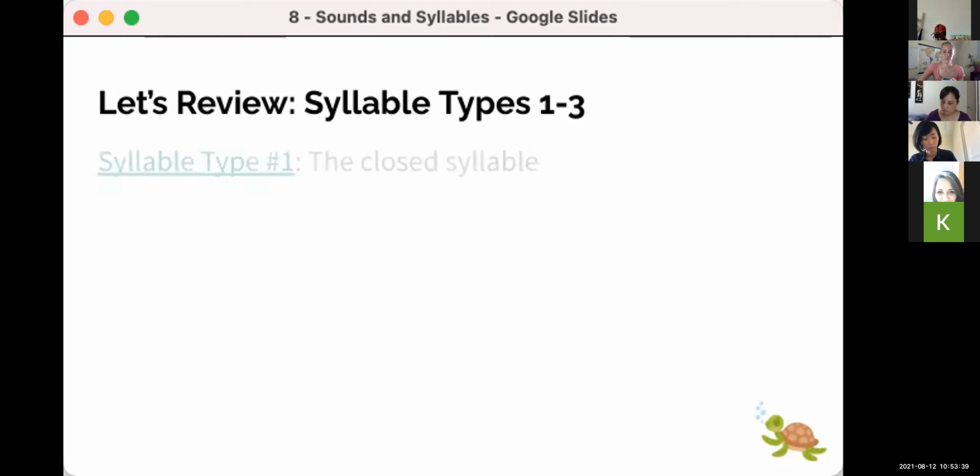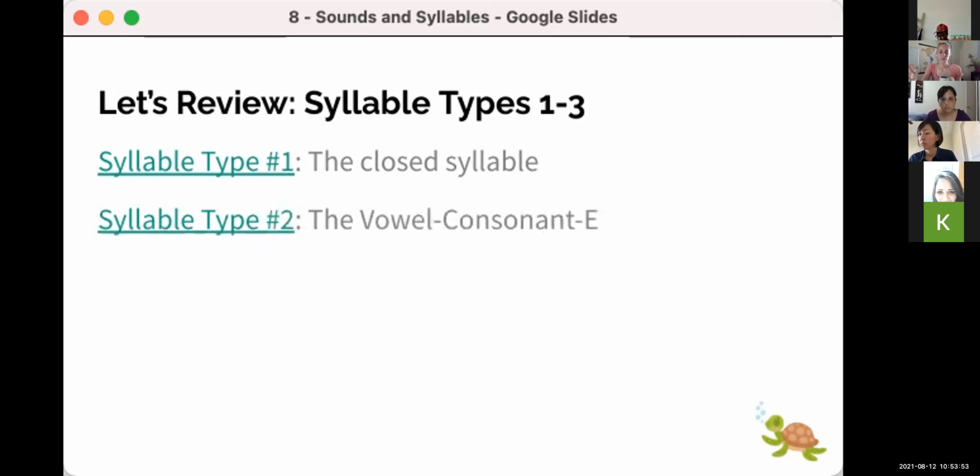All right, our first type is the closed syllable. That's consonant, vowel, consonant. The vowel takes the short sound. We have the vowel-consonant-E syllable. The E on the end is silent, and the vowel takes the long sound.